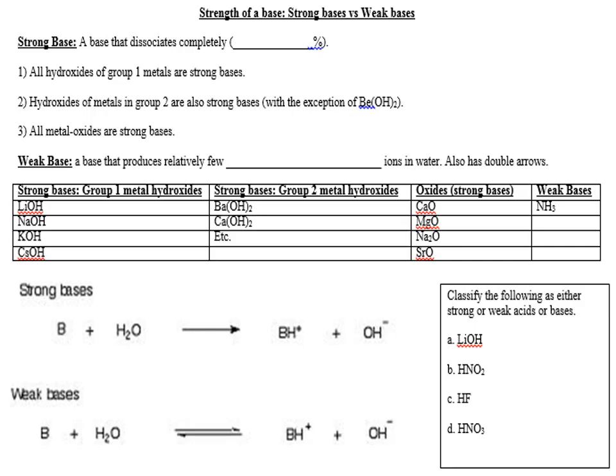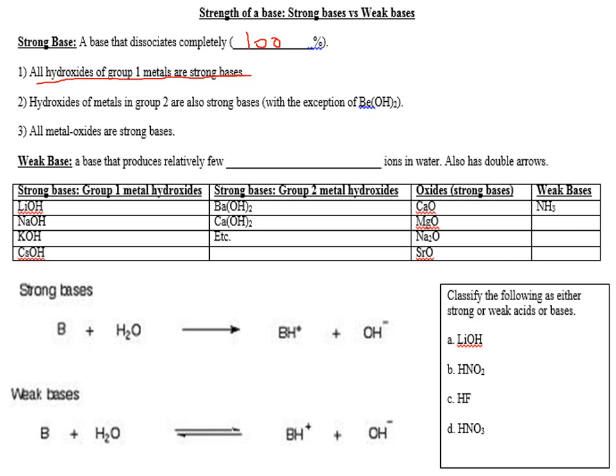The concept of strong acids also applies to strong bases. So a strong base is a base that dissociates 100% in water to form hydroxide. And there are some rules that you can use to remember what your strong bases are. Usually hydroxides of group 1 metals are strong bases. So anything here, LiOH, NaOH, KOH, CsOH.